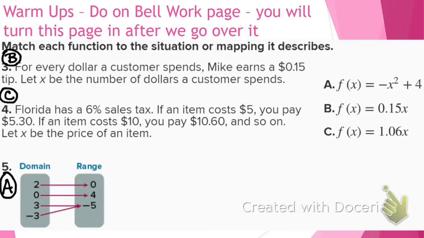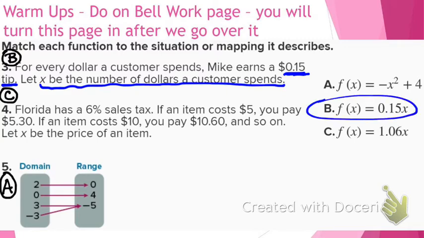Now I'm curious to find out how we decided which goes with which. So let's start with number 3. Tell me what you guys used to be able to narrow it down and come up with option B for number 3. What did you see, or how did you eliminate the other 2? Yes, 0.15 for the tip. And it tells us that X is the number of dollars that a customer spends. And so we put that here.